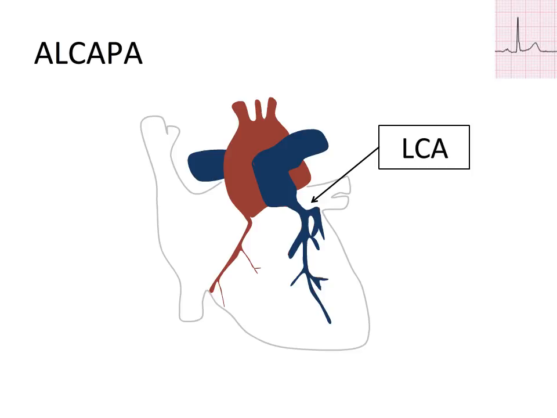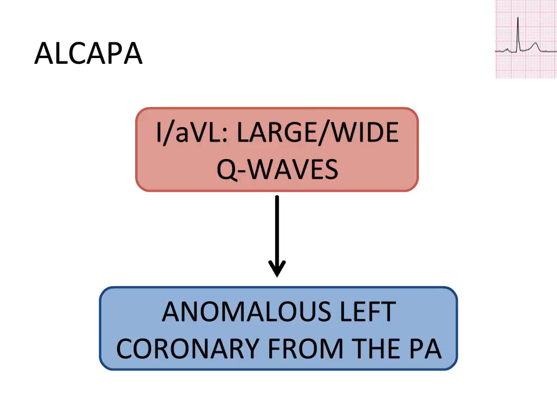This leads to an anterolateral myocardial infarction pattern on EKG. As you learned in the ischemia and infarct module, this causes EKG changes in leads 1, AVL, V5, and V6. Specifically, you might see Q waves, ST changes, and inverted T waves. Therefore, when you see an infant with evidence of an anterolateral myocardial infarction, or specifically with large and wide Q waves in leads 1 and AVL, you should think about ALCAPA. This requires evaluation by a cardiologist and eventual surgical correction.